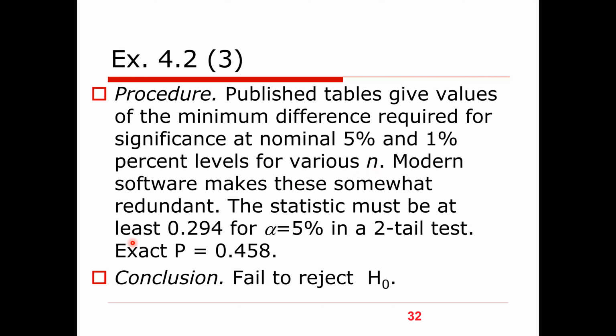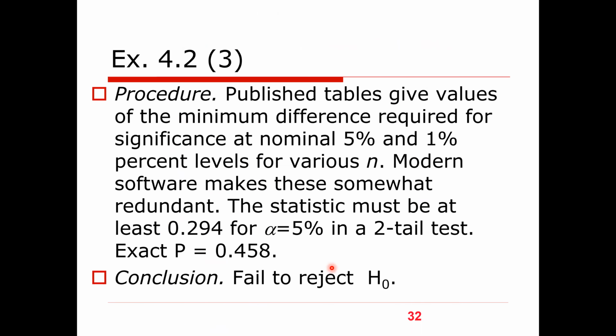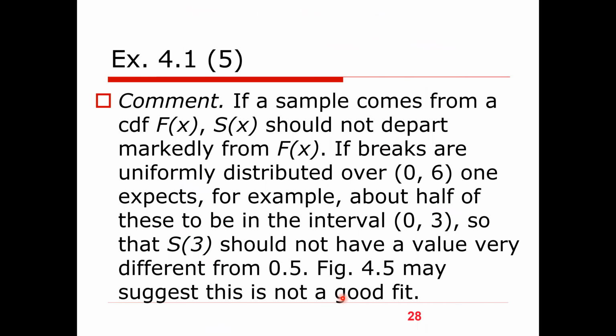For a significance level of 5%, the statistic should be 0.294, which means the biggest magnitude. If it exceeds this value, then we conclude we need to reject the null. Now, our biggest magnitude is negative 0.18. The absolute value is lower than this critical value. Therefore, we do not reject the null. We still conclude it's an okay fit.